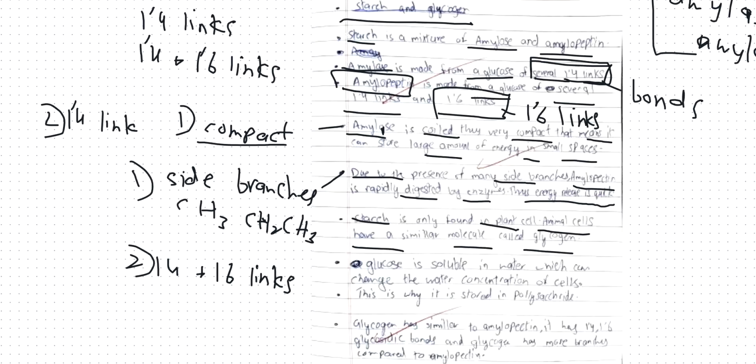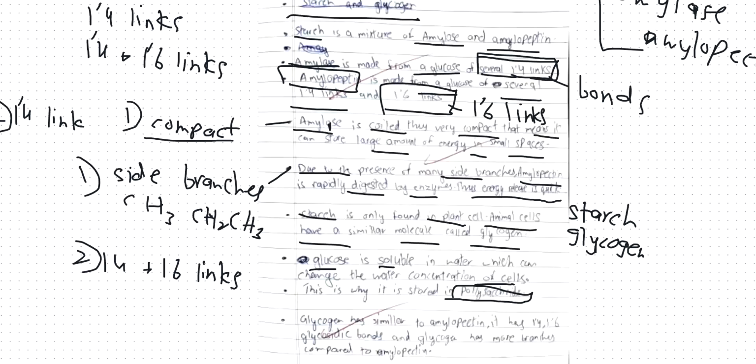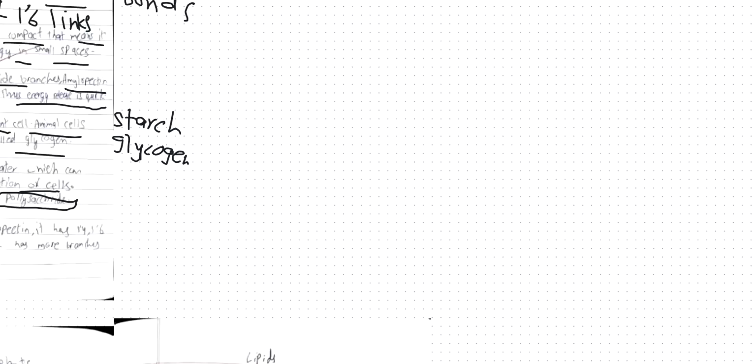Both the starch and glycogen act as energy storage molecules. So glucose is soluble in water, which can change the water concentration of cells. This is why it is stored in polysaccharides. Glucose is a monosaccharide, and we can't simply store glucose in our body because of many reasons. One of them is that it is soluble.